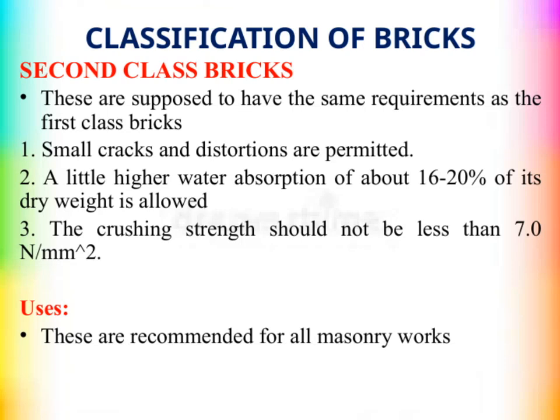Now, let's move on to the second-class bricks. These bricks are quite similar to the first-class bricks in terms of requirements, but with some minor allowances. For instance, they can have small cracks and minor distortions, which are acceptable as long as they don't affect the overall strength or appearance. Additionally, they can absorb a bit more water, about 16 to 20% of their dry weight, which is slightly higher than the first class, but still within acceptable limits for many construction purposes. Most importantly, the crushing strength of these bricks should not be less than 7 newtons per square millimeter. This ensures that they are still strong enough for general masonry work.